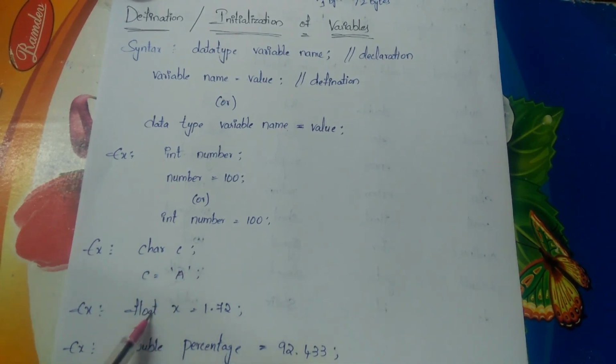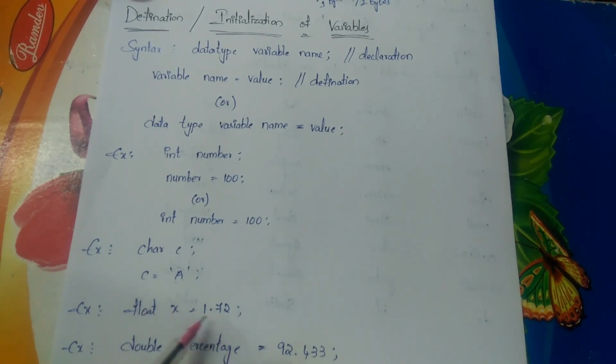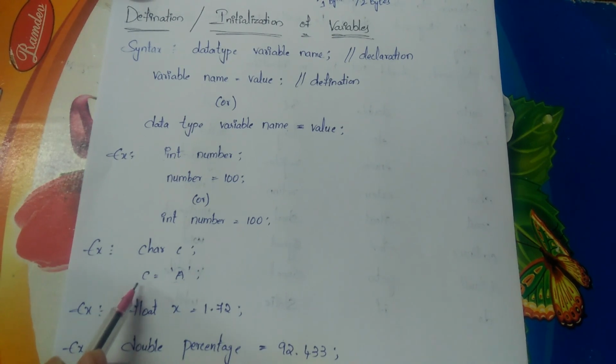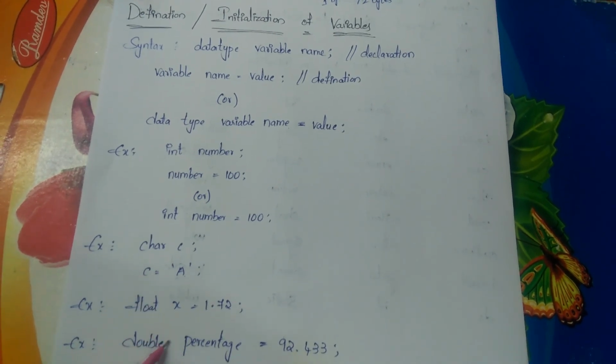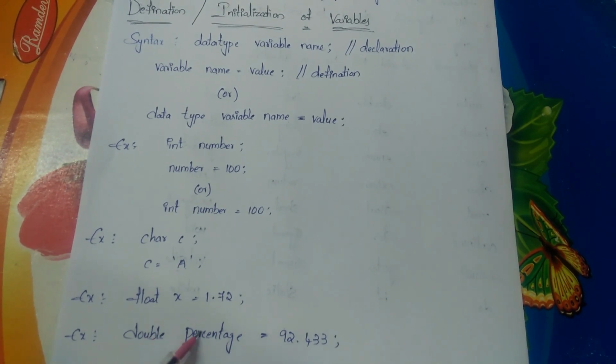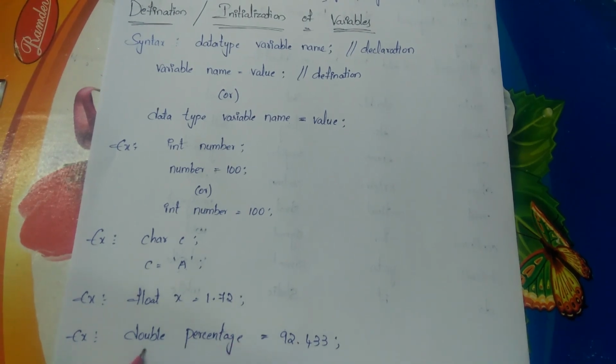Now example 3 is for the float numbers. Now float x is equal to 1.72. So directly I am initializing it; this is the second syntax, and here this is the first syntax. Now finally the double is also a data type. So double percentage is a variable equal to 92.433 and ended with a semicolon. So this is the second syntax.